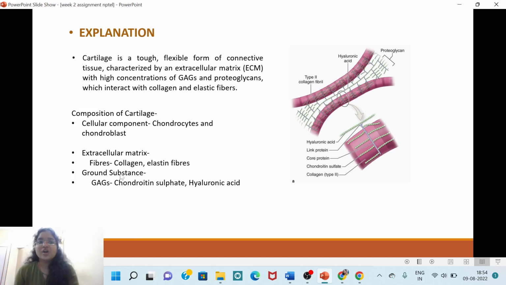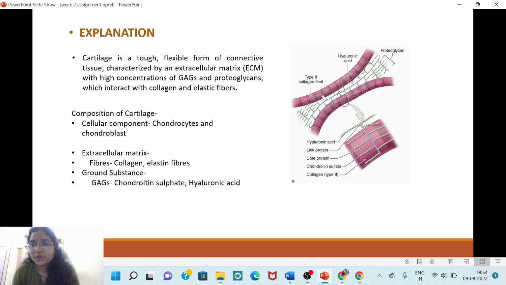So the components of cartilage are written here. The components of cartilage can be broadly divided into two things, that is the cellular component and the extracellular matrix. So the cellular component has chondrocytes in it, right? Chondrocytes are the cartilage cells, and chondroblasts, whereas the extracellular matrix has fibers, which I have been repeatedly telling throughout the session, are collagen and elastin fibers. Whereas the ground substances, you can see the structure here, right?